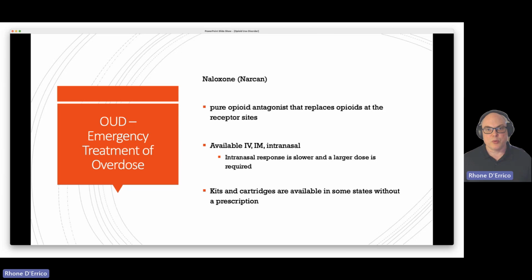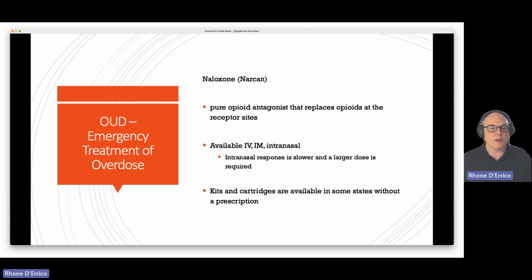This is naloxone, brand name Narcan. This is a pure opioid antagonist. It replaces the opioid at the receptor site. What does that mean? It means it knocks off the opioid. So the opioid is sitting there exerting its effects, which can be that euphoria, but it's also going to be that respiratory depression and those other symptoms. So Narcan comes in, knocks that off, and holds that site so the opioid can't come back. And once you knock that opioid off its site, those signs start to reverse, and they reverse rather quickly.